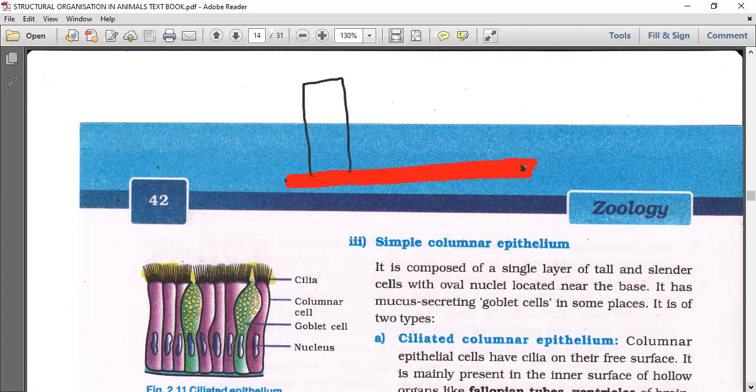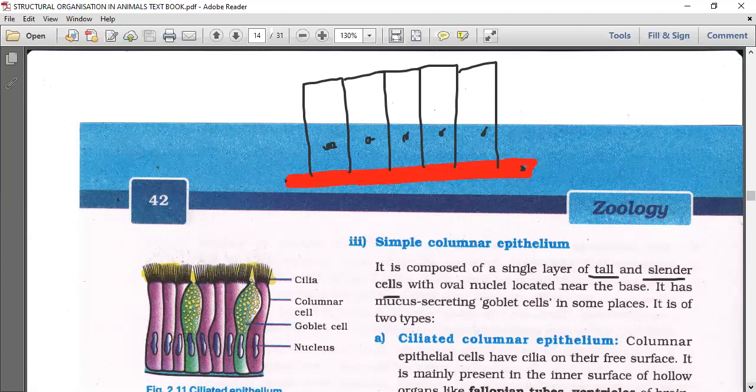A single row of cells, that's why we say simple. Column-like cells, whose nuclei are located at the base. It is composed of a single layer of tall, slender cells with oval nuclei that are located near the base. I draw near the base. It has mucus-containing goblet cells in some places, not all the way. Some mucus-containing goblet cells are present in between.